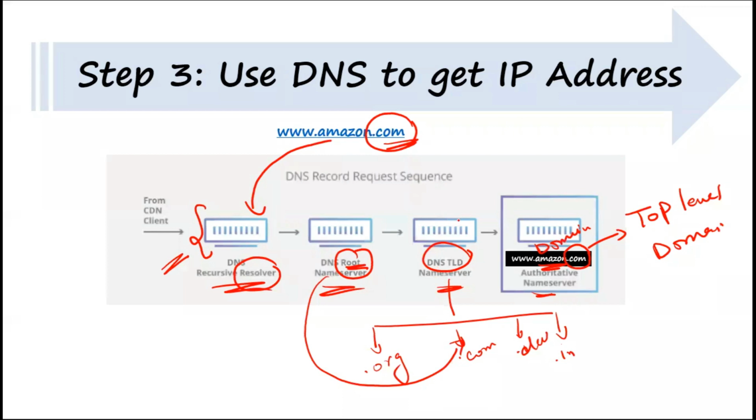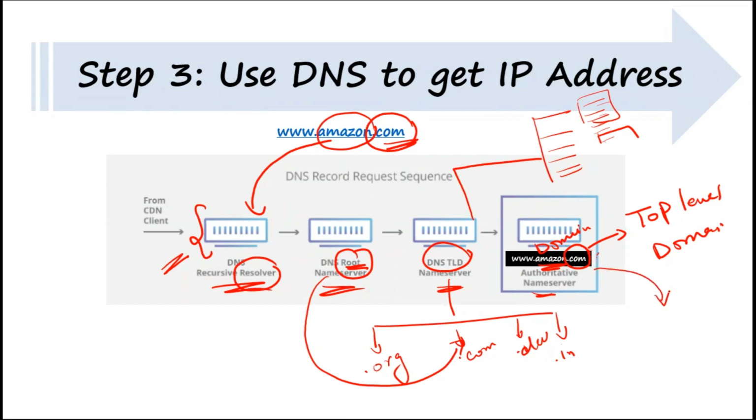The top level domain server will further have multiple servers inside as per the different website addresses. So it will start tracking which particular server holds the Amazon name inside it. Once it finds the Amazon name, that particular server is called the authoritative server, and this server will provide you the IP address.